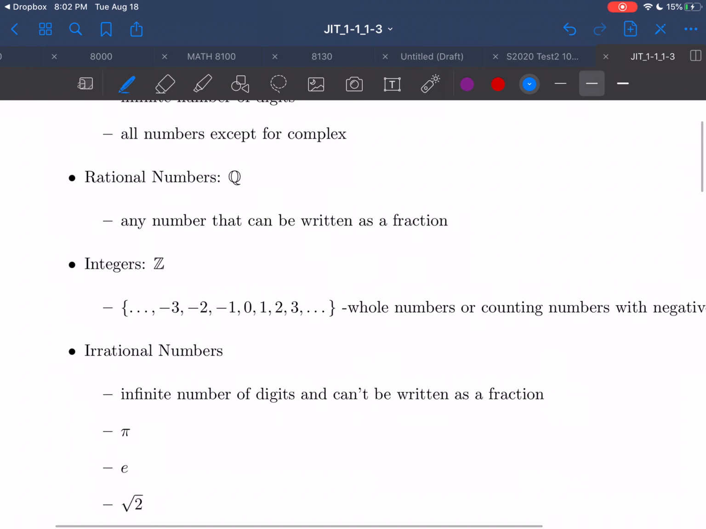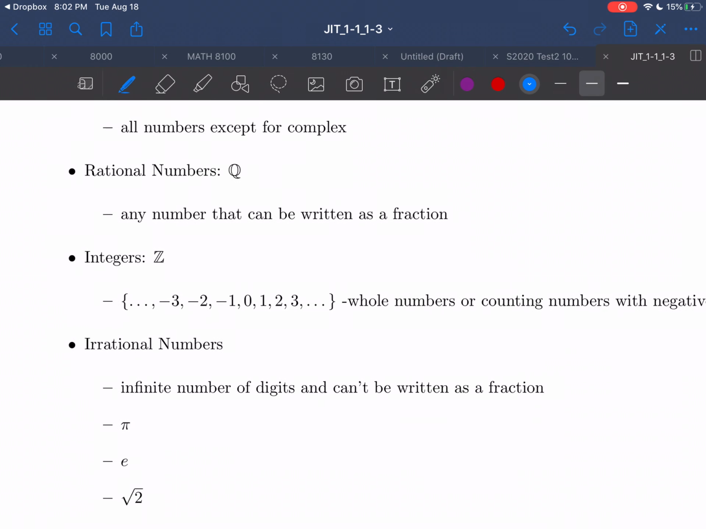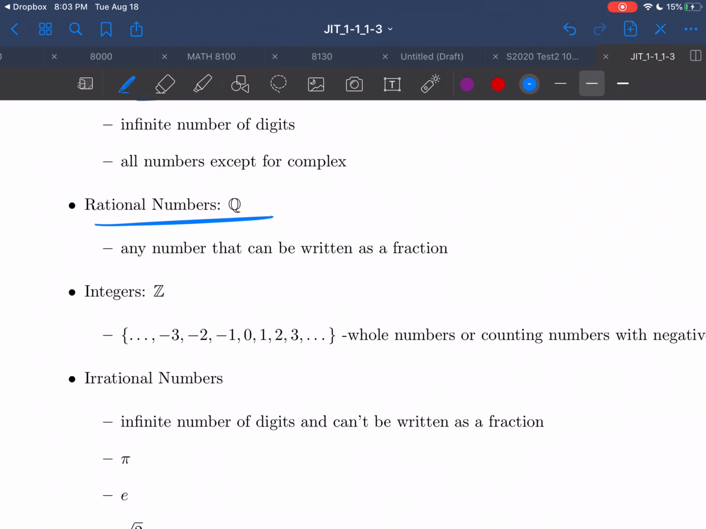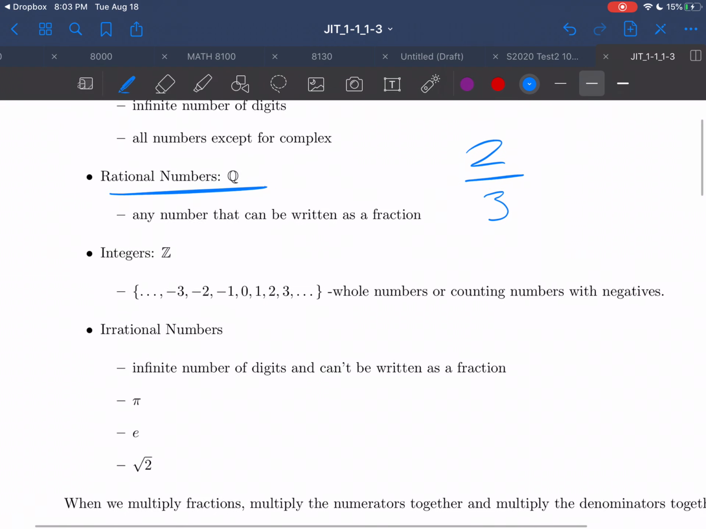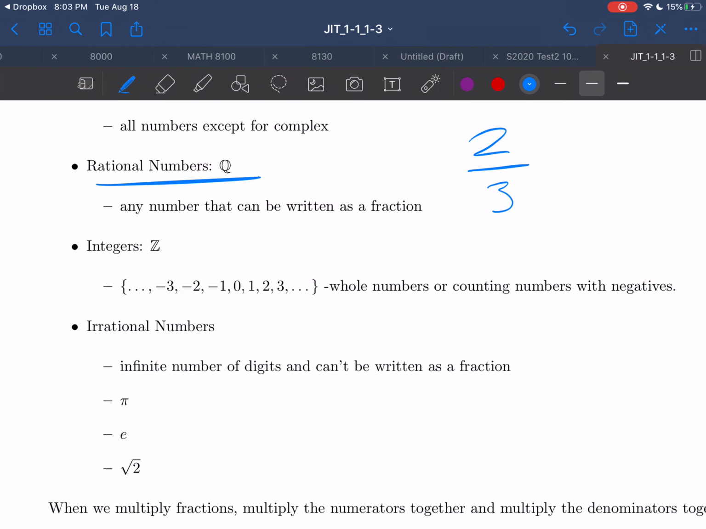We've also got rational numbers, and you'll see that represented as a Q. It's any number that can be written as a fraction. So some whole number over some other whole number. Integers are all of our whole numbers or counting numbers with 0 and their negatives. And integers get represented with that Z.